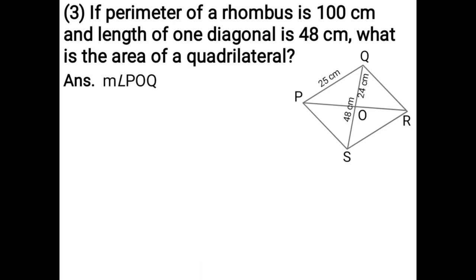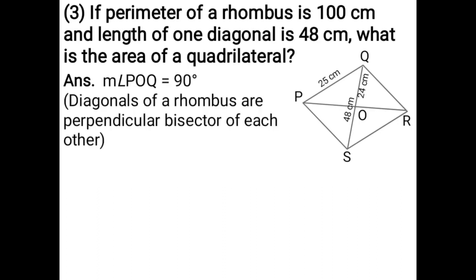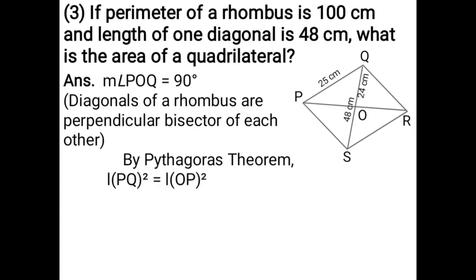Measure of angle POQ is equal to 90 degrees. The reason is that the diagonals of a rhombus are perpendicular bisectors of each other. By Pythagoras theorem, length of PQ square is equal to length of OP square plus length of OQ square.